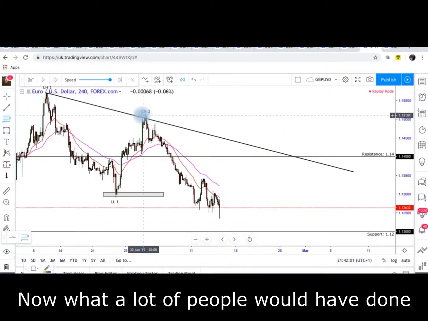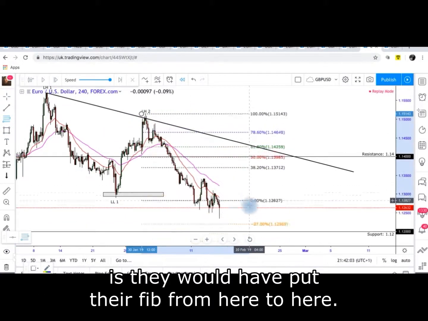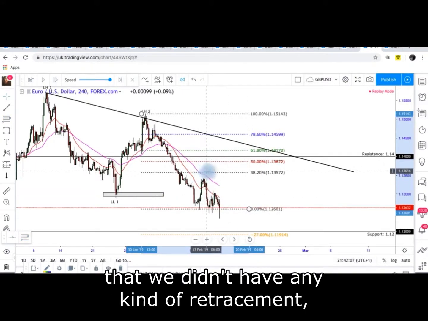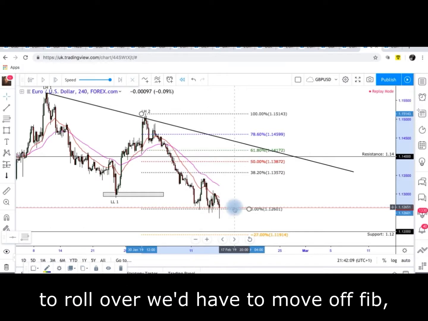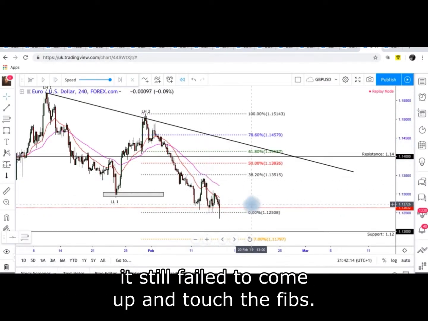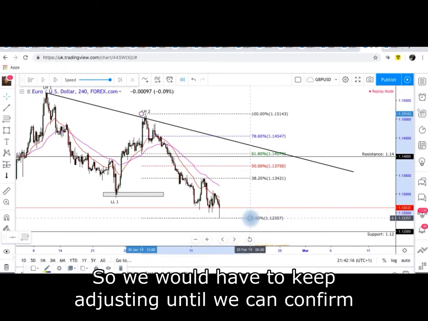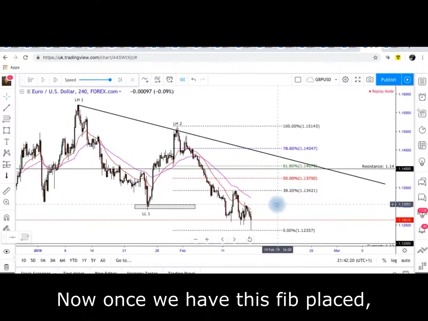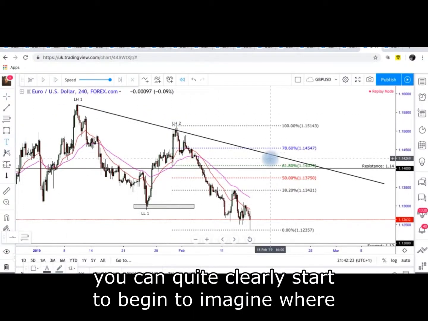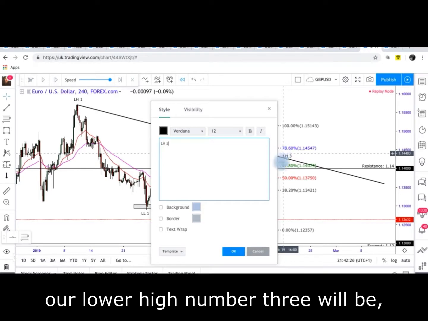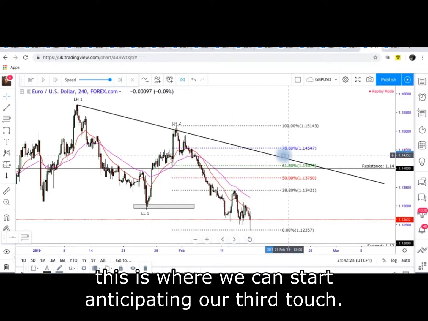Now, what a lot of people would have done is they would have put their fib from here to here. We would have seen that we didn't hit any kind of retracement, so we would have known that once price started to roll over, we'd have had to move our fib. We would have then moved it from here to here. It still failed to come up and touch any fibs, so we would have to keep adjusting until we confirm that price has indeed stopped. Now, once we have this fib placed, we can quite clearly start to imagine where our lower high number 3 will be. This is where we can start anticipating our third touch.